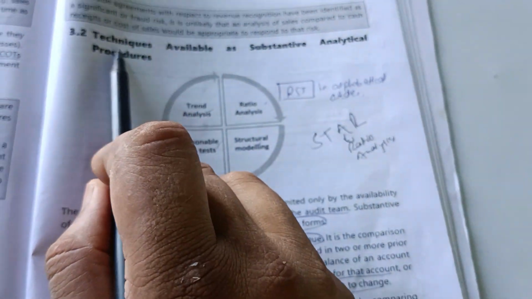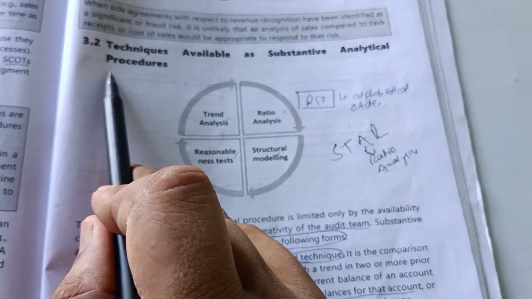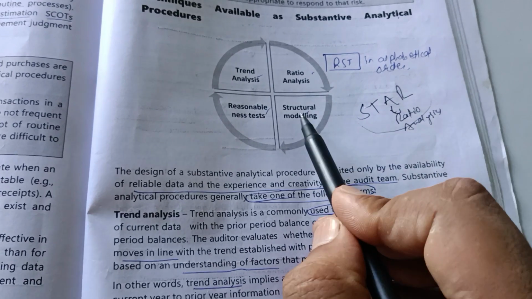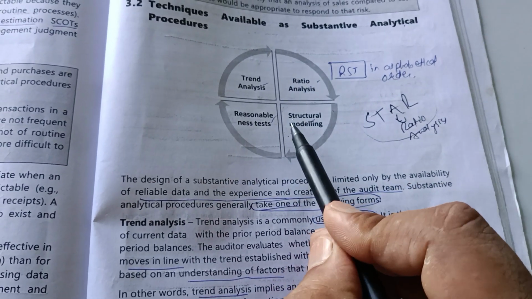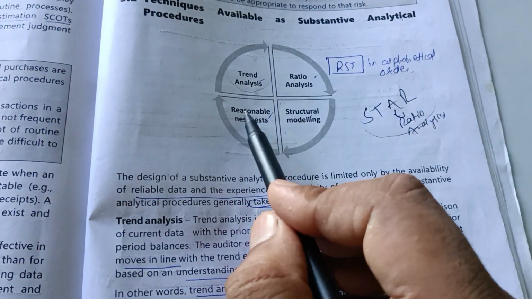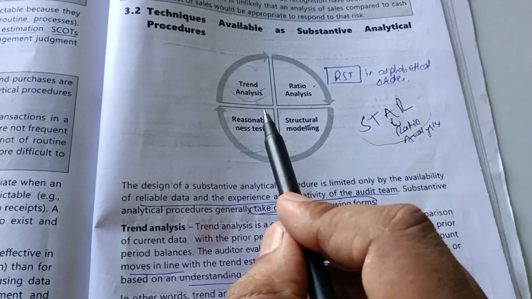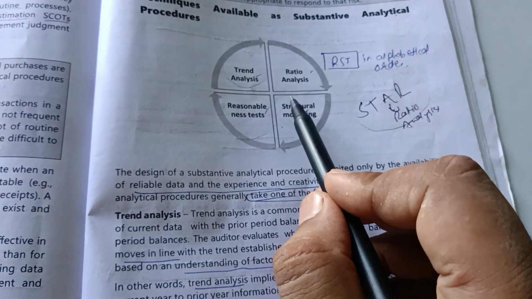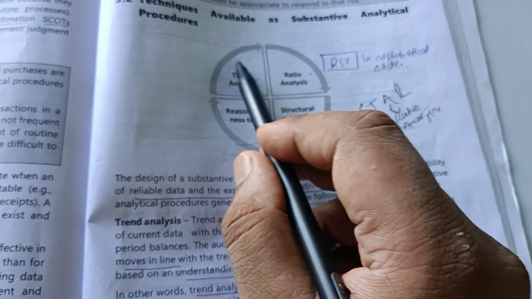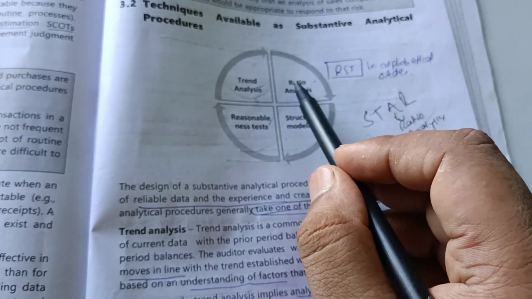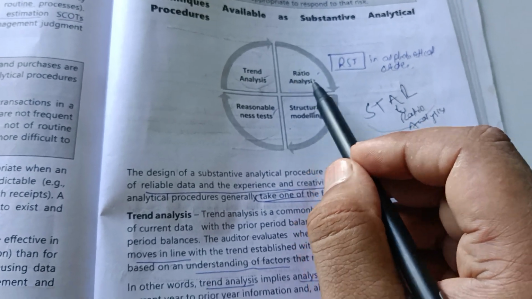Now see what are the techniques available as substantive analytical procedure. You need to recall STAR. S: structural modeling. T: trend analysis. A: ratio analysis. R: reasonableness test. These are the techniques available as substantive analytical procedure.